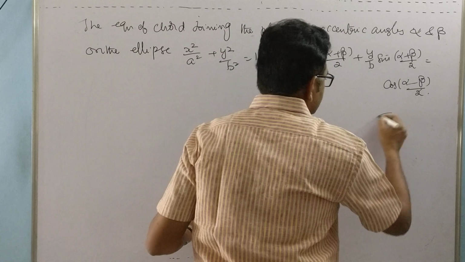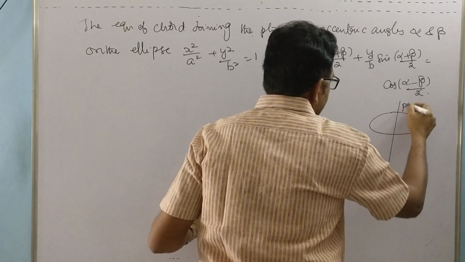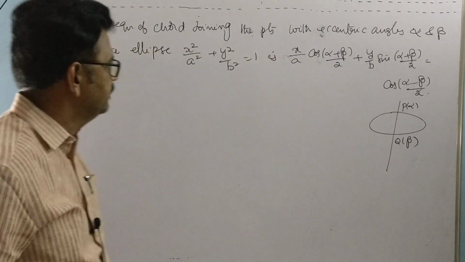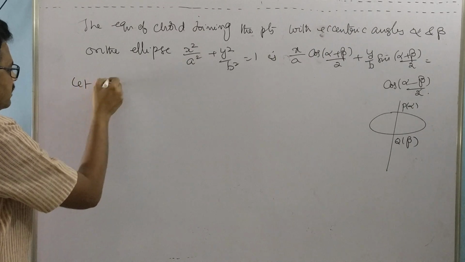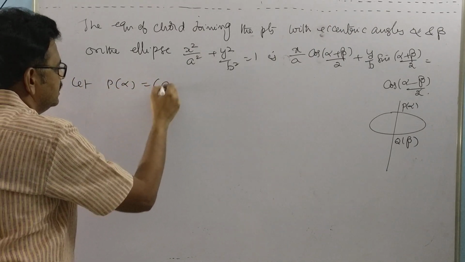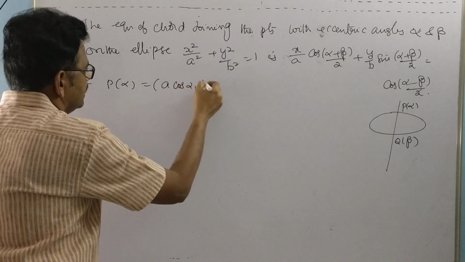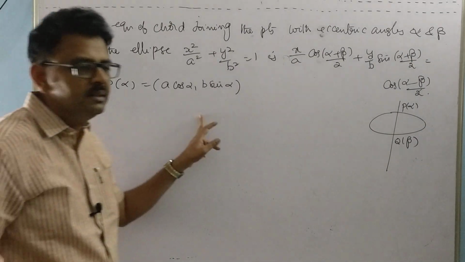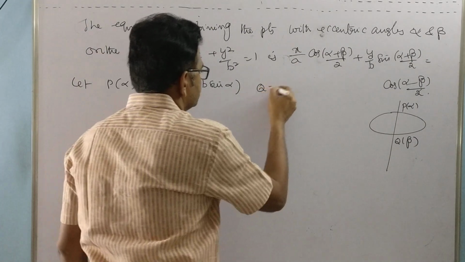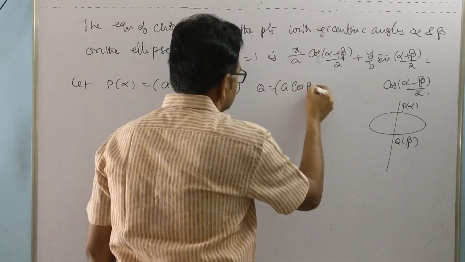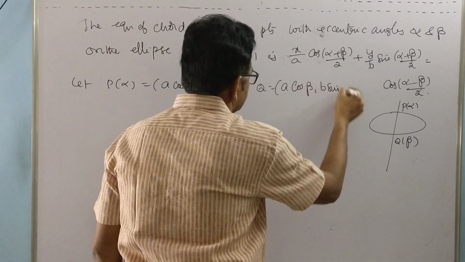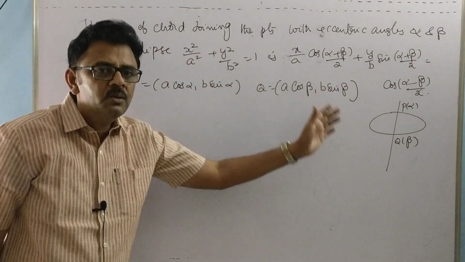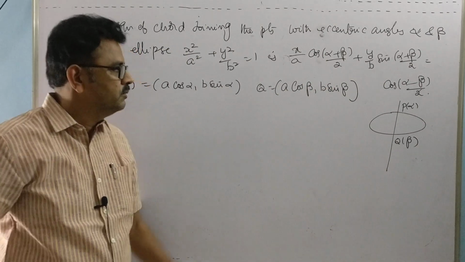So here is the ellipse. This point is P alpha and this point is Q beta, 2 points on the ellipse. P alpha is equal to (a cos alpha, b sin alpha), where alpha is the eccentric angle, and the coordinates of Q are (a cos beta, b sin beta). So (x1, y1) and (x2, y2) are 2 points on the ellipse. Now the equation of the chord.